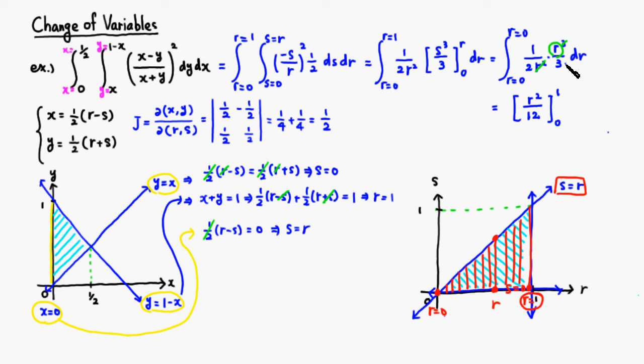Oh, actually, I messed it up here. So this is supposed to be 1. Right? Then this one's easy. Plug in 1, you get 1 squared over 12 minus 0 is 0. Right? So the value of the double integral came out to be 1 over 12.